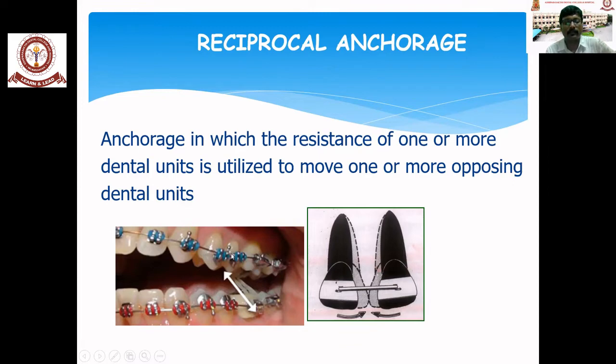Likewise, when you want to correct a cross bite or a scissor bite, I give cross bite elastics or scissor bite elastics. Your maxillary teeth will act as an anchorage unit for the mandibular teeth, and the mandibular teeth will act as an anchorage unit for the maxillary teeth. This is called reciprocal anchorage.